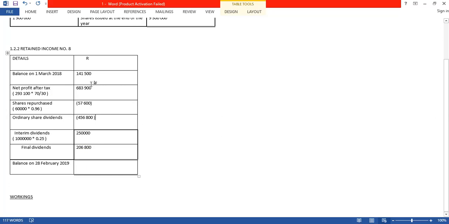So now that we have balance at the beginning, net profit after tax, shares repurchased, ordinary share dividends, and whatever else we have, we are now able to calculate our balance at the end of the year, because remember, guys, this was not given. So we're just going to say 141,500 plus 683,900, subtract 57,600, and subtract 456,800.